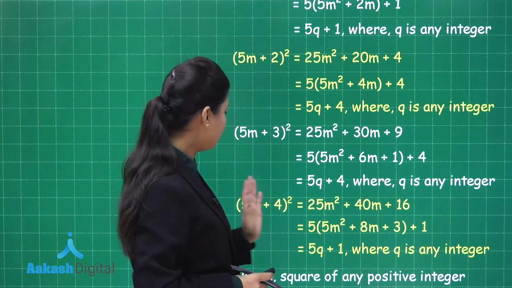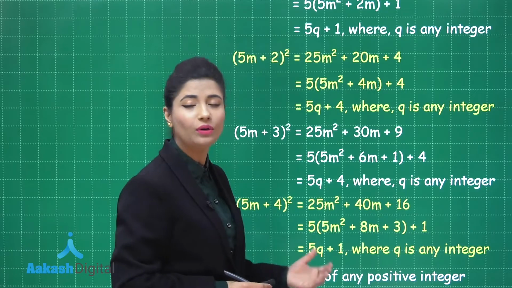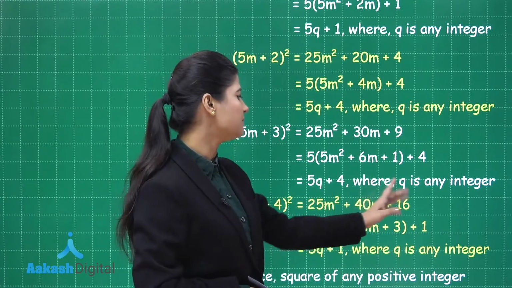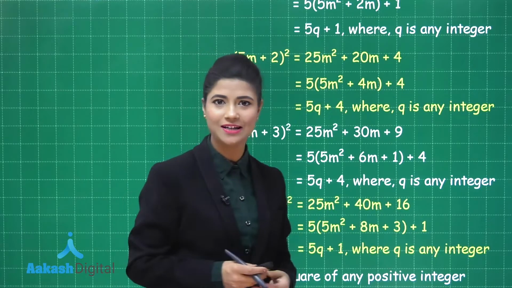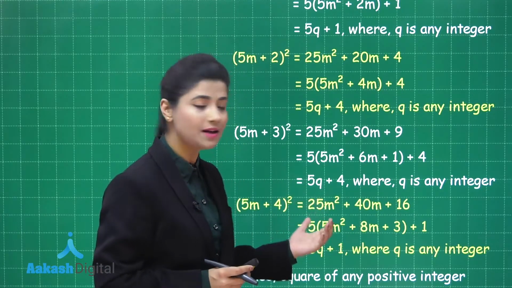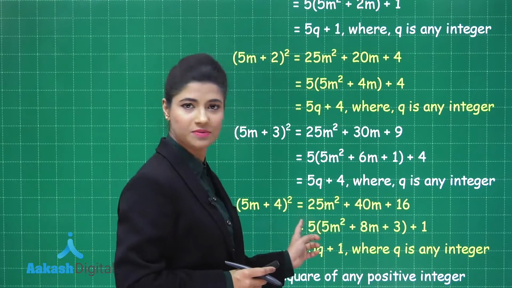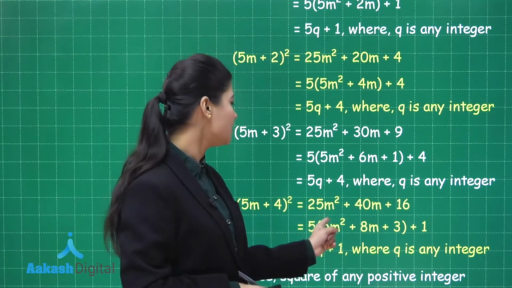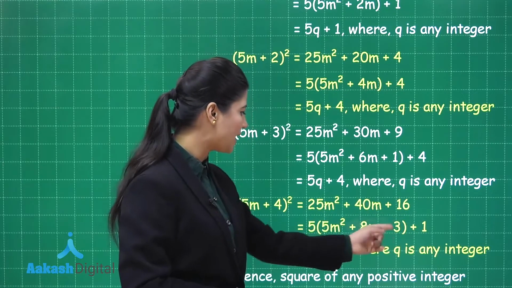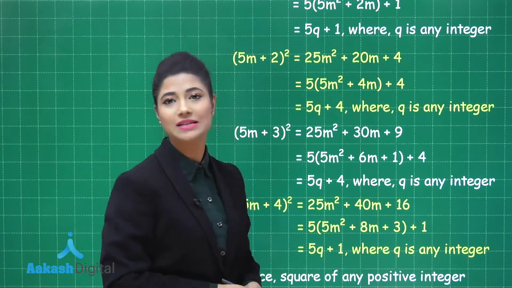Further, finally I am considering a as 5m plus 4, and again on squaring it up, it results 25m square plus 40m plus 16, where 16 can be written as 15 plus 1. Now why we are doing so? Because we can take here 5 common from those terms. On taking 5 common, it results 5m square plus 8m plus 3 plus 1. Again this whole bracket can be considered as q, where q is any integer.